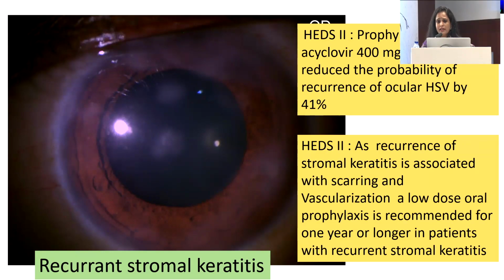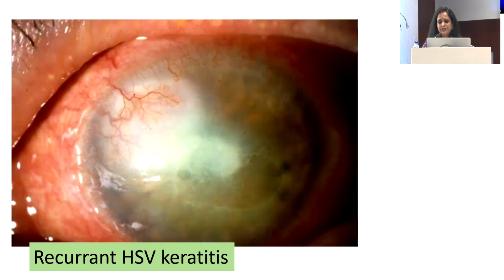Even though I keep him on prophylactic antivirals, once I stop the prophylactic antivirals, again he comes back with recurrence. According to the HEDS study, prophylactic antivirals 400 mg twice daily reduce the rate of recurrence by 41%. They also showed that as recurrence is associated with scarring and vascularization, at least a low dose prophylaxis is recommended for at least 1 year or longer in patients with recurrence.